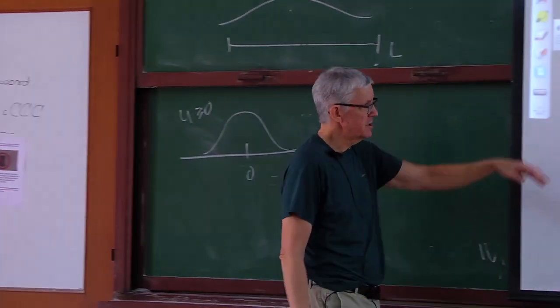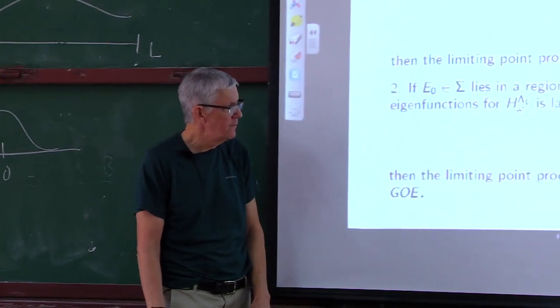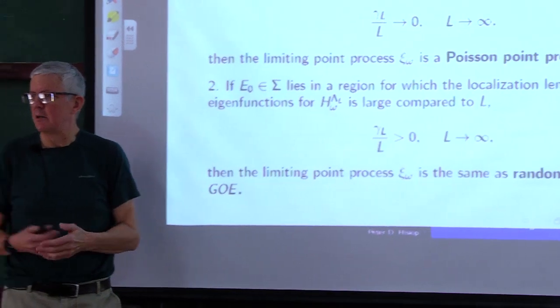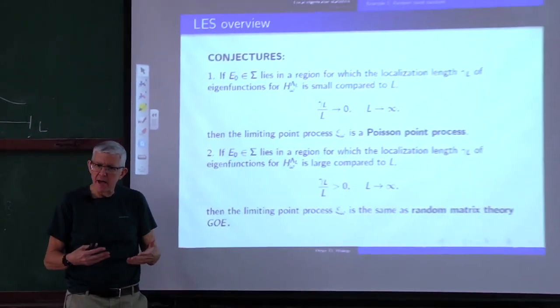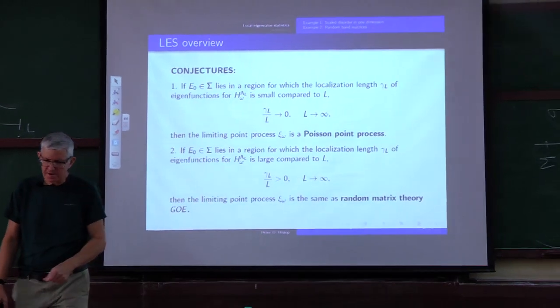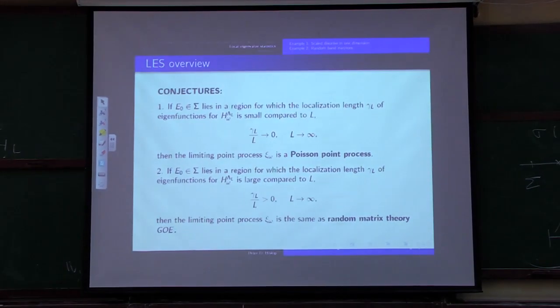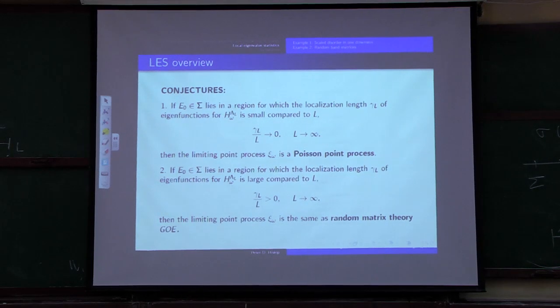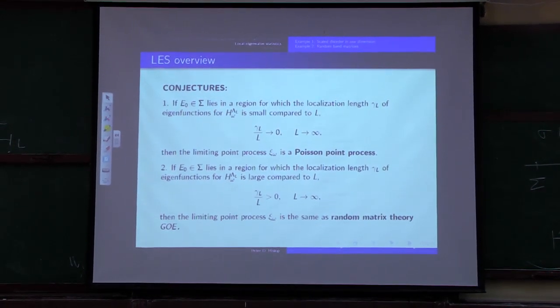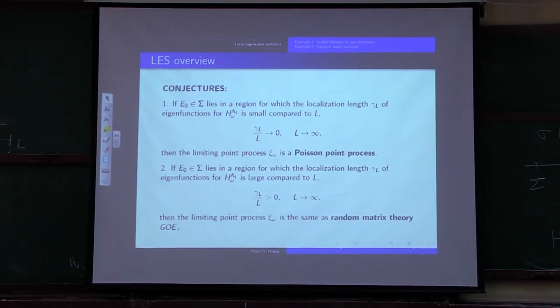The eigenvector or the eigenfunction is basically flat across that scale size. In that particular situation, number 2 here, if my E naught is in a region for which this gamma, localization length over L, stays large, stays non-zero as L goes to infinity, physicists had believed that the limiting point process is the same as the limiting point process coming from random matrix theory for the Gaussian orthogonal ensemble.